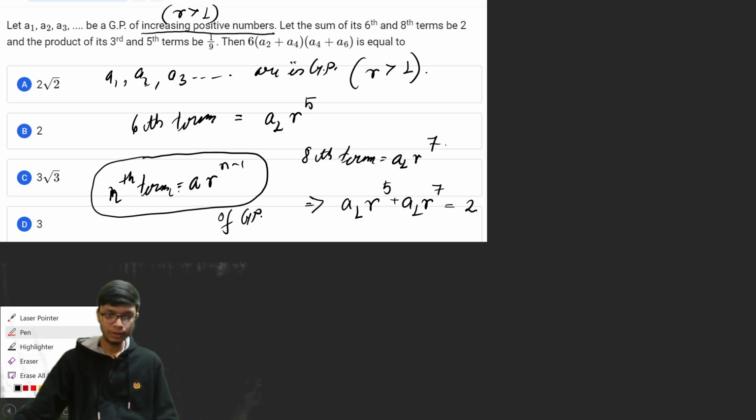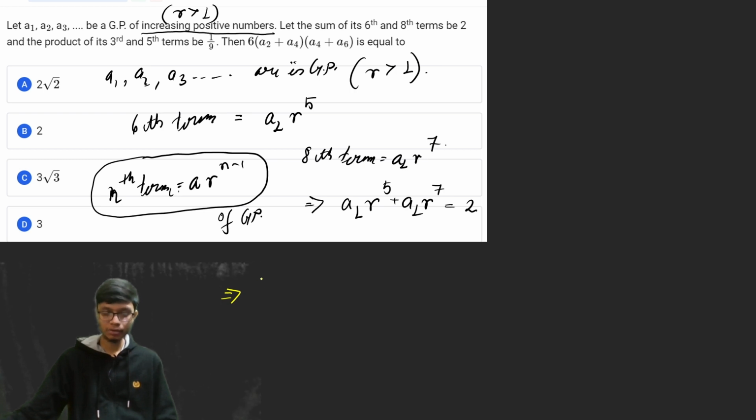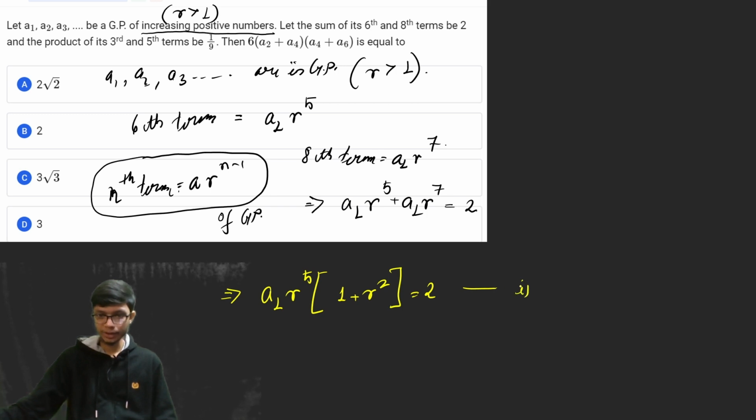Now if you compute this result by taking a1 and r to the power 5 common, you will get the result as a1 r to the power 5 into 1 plus r square is equal to 2. Let me write this as equation number 1.